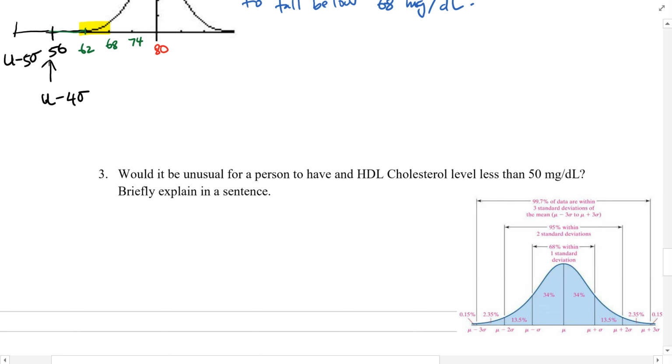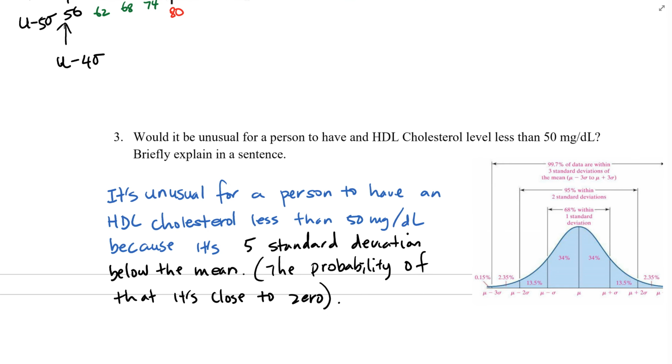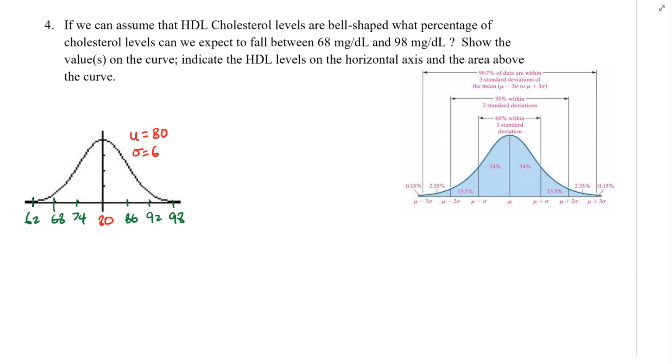But 4 sigma is already 99.99%. So mu minus 5 sigma is close to 0. The probability of that happening is close to 0, so it will be unusual to see that. It's always a good idea to write your answer in a complete sentence. I'll say it is unusual to see a cholesterol of someone that's 50 mg per dL, because it's below 5 standard deviations of the mean.